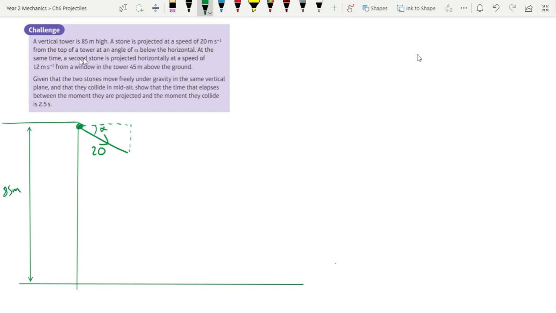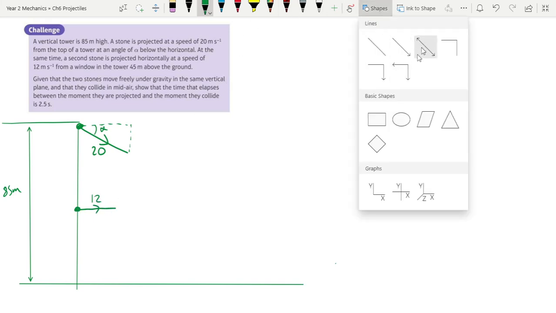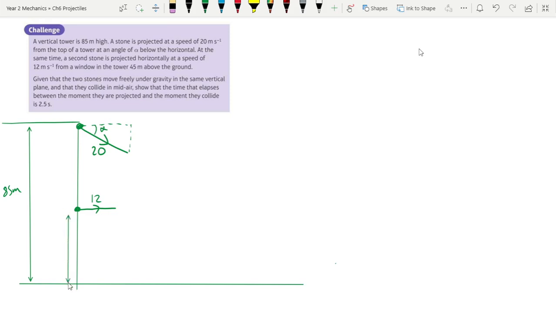At the same time, a second stone is projected horizontally, so not really at an angle, just horizontally, at a speed of 12 meters per second from a window 45 meters above the ground. So it's just coming horizontally at a speed 12. That height was 45 meters.